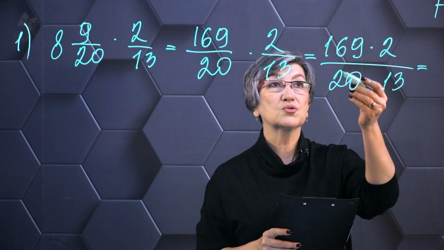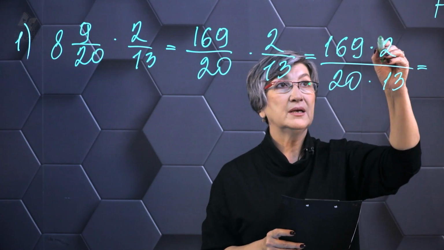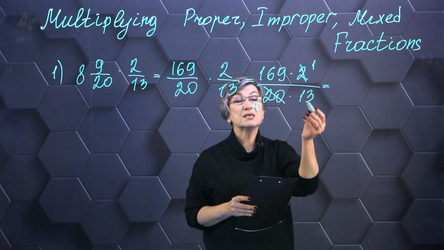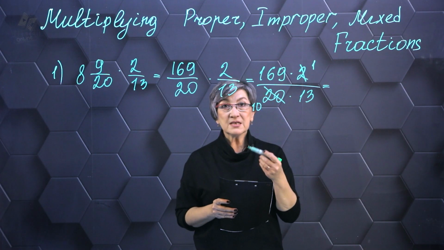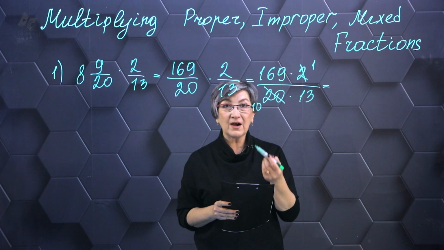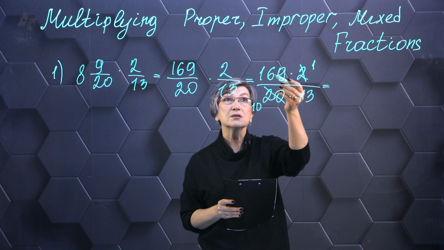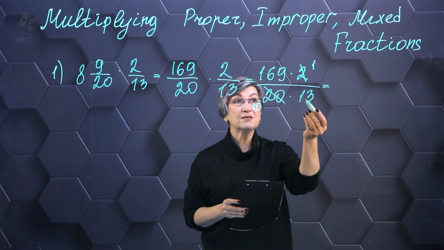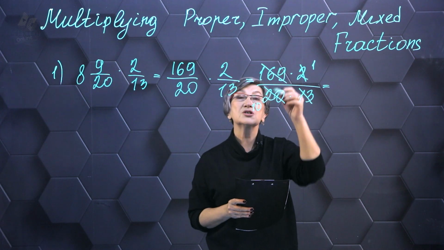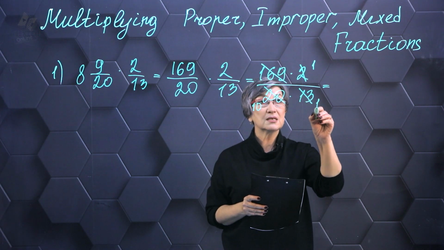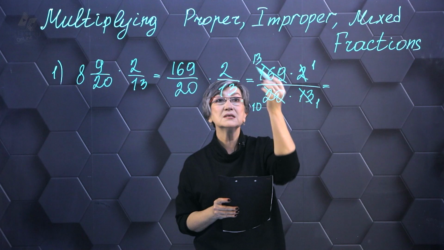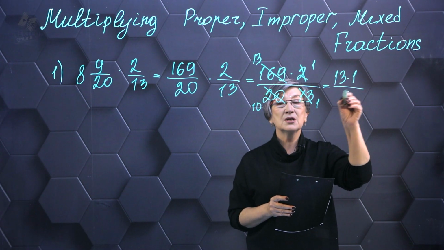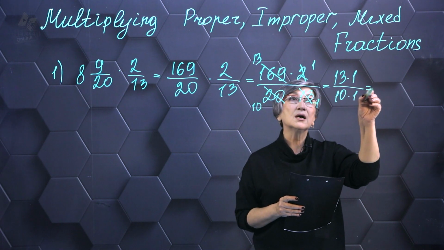So what do I see? 20 and 2 are divided by 2. 2 divided by 2 would be 1, and 20 divided by 2 would be 10. 169 and 13. When you don't know what number two numbers are divisible by, try 169 divided by 13 and check. And indeed, 169 is divisible by 13, so these two numbers I divide by 13. 13 divided by 13 is 1, and 169 divided by 13 is 13. This leaves me with the following numbers: 13 times 1, and in the denominator 10 times 1.